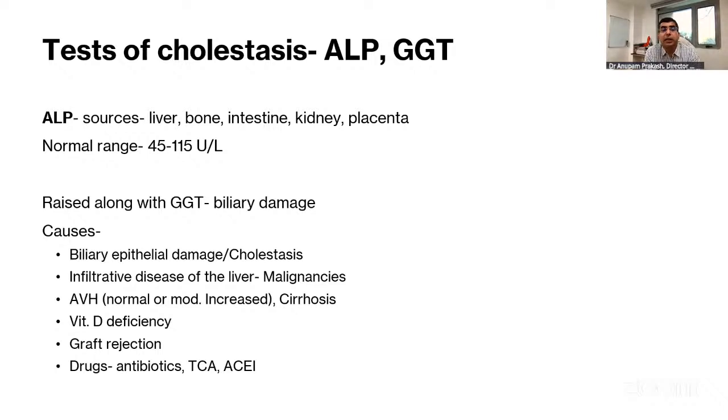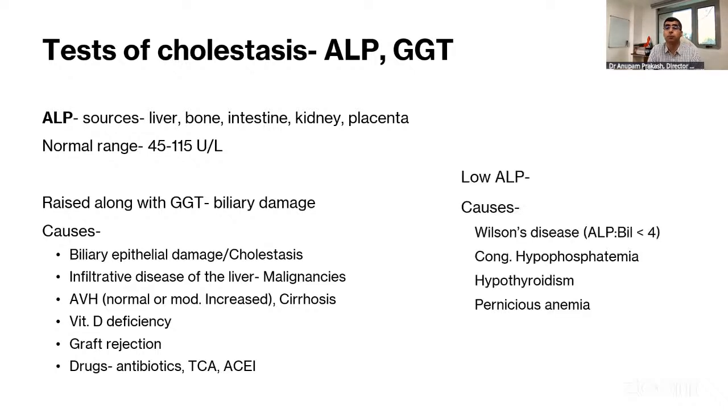Now in vitamin D deficiency, it is not the liver source, but it is the bone source. So vitamin D deficiency, osteomalacia, very important, will lead to alkaline phosphatase which is high. Graft rejection at times will result in high alkaline phosphatase, and so will the use of drugs. Some of the drugs would cause a high alkaline phosphatase, especially antibiotics, tricyclic antidepressants, and ACE inhibitors. The newer antibiotics are more prone.